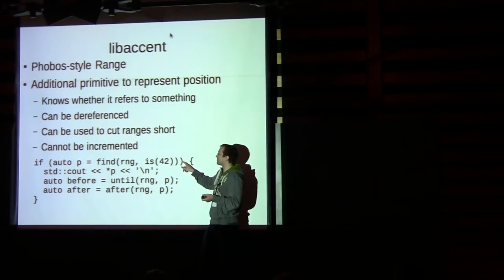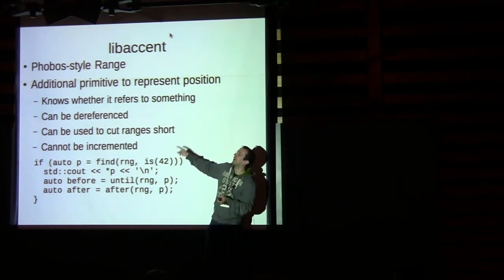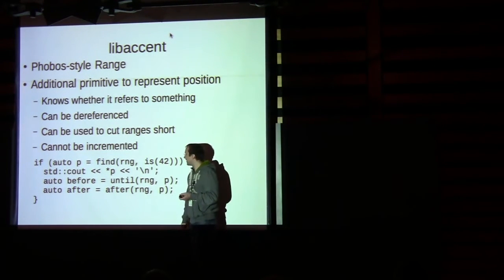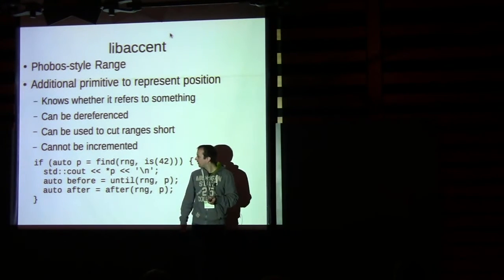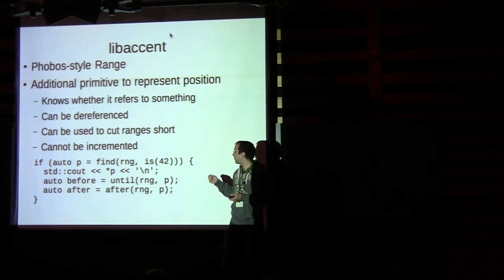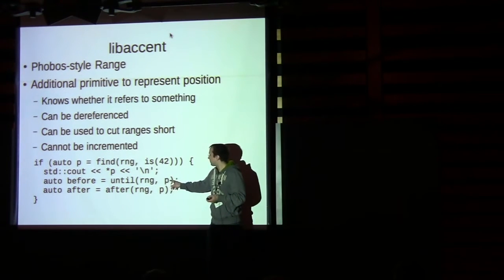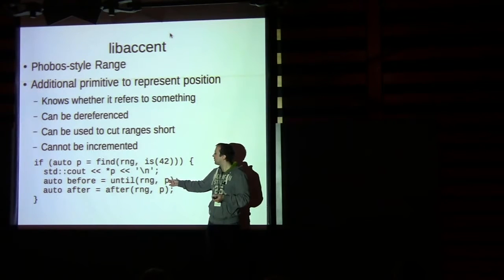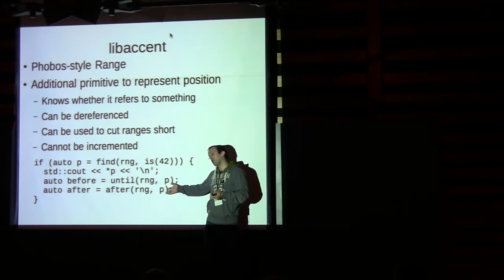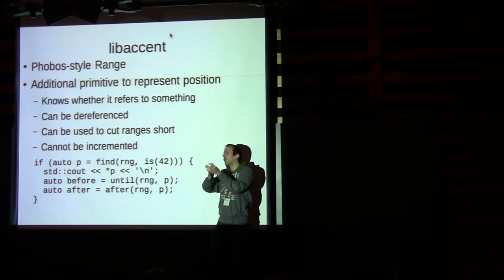How many C++ programmers have used setFind and wanted to write this and couldn't? I can dereference the position and get the element that was found. I can say, well, cut that range off at this position, or cut it off before, give me the part from that position.